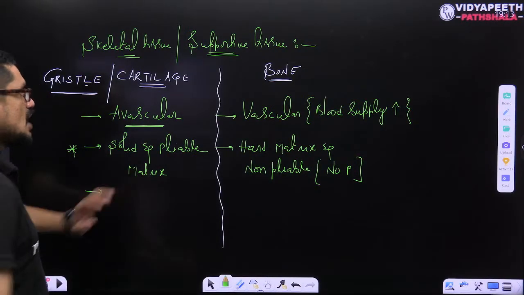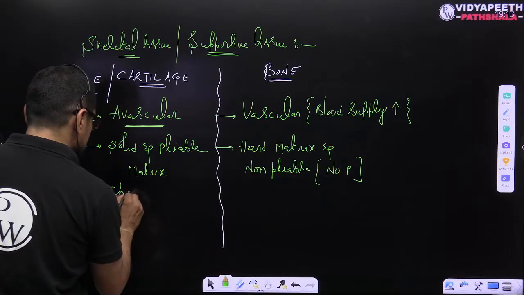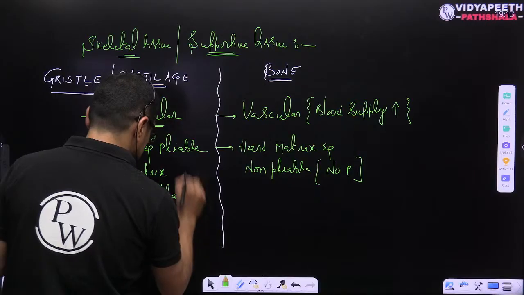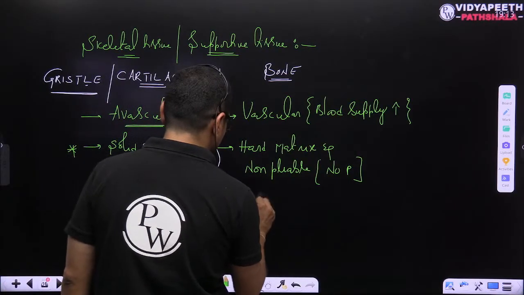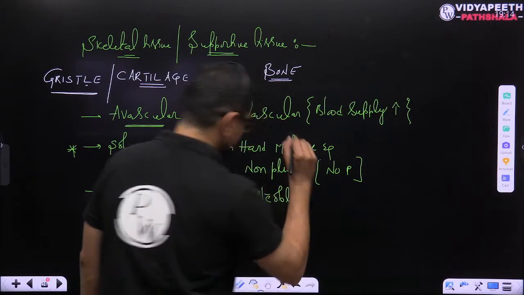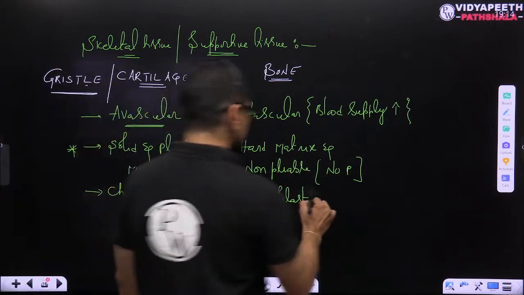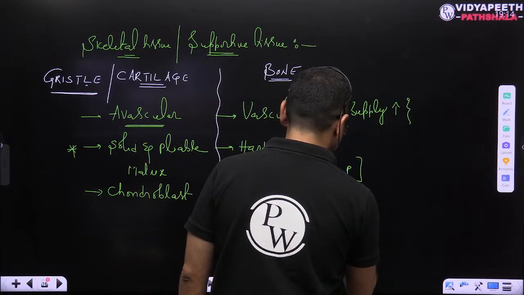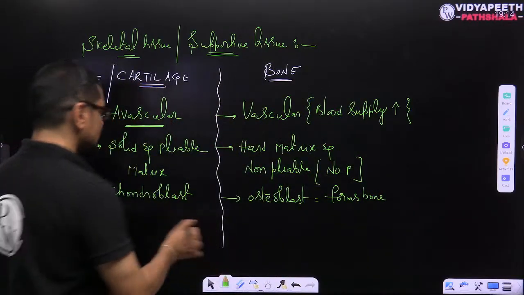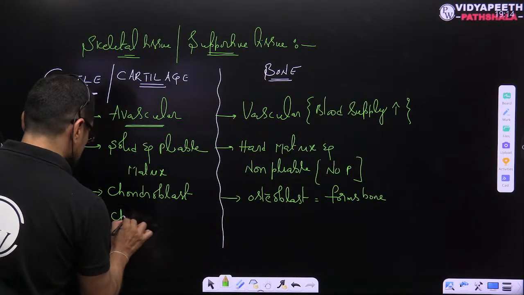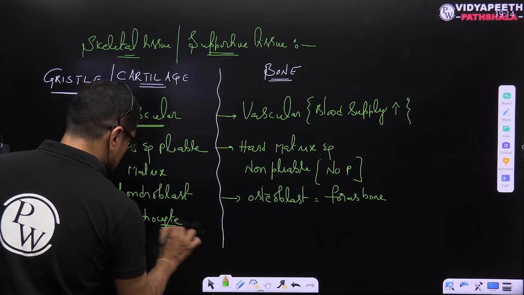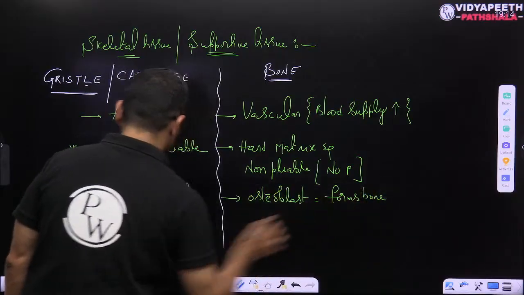Okay. And cartilage is formed by special cells called chondroblasts. And bone is formed by osteoblasts. Osteoblasts form the bone. Similarly, here you can see the chondrocyte. Chondrocytes are inactive. C-Y-T-E, chondrocyte. So cyte is inactive.